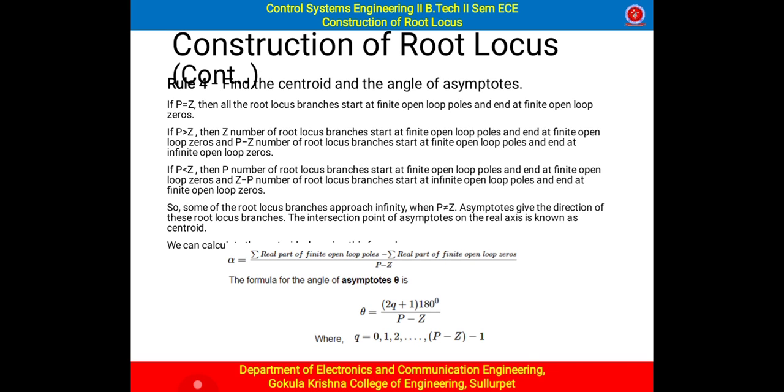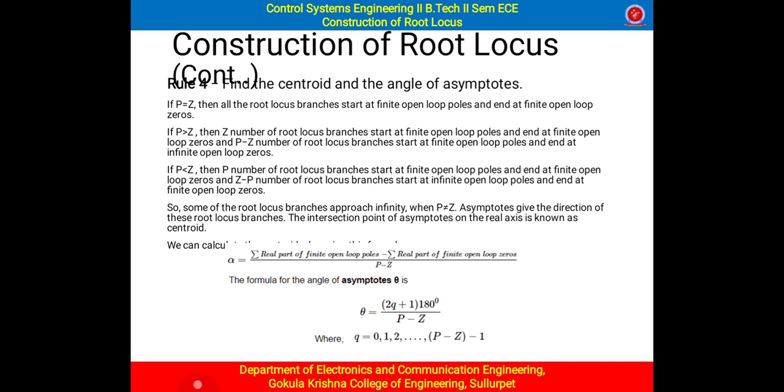We can calculate the angle of asymptotes using that particular formula, where theta is equal to (2q plus 1) into 180 degrees divided by P minus Z, and q ranges from 0 to P minus Z minus 1. So if we have only one branch coming from infinity or going towards infinity, we need only one angle of asymptotes, and we will substitute q equal to 0. Similarly, if there is another requirement, then we will increase this q.